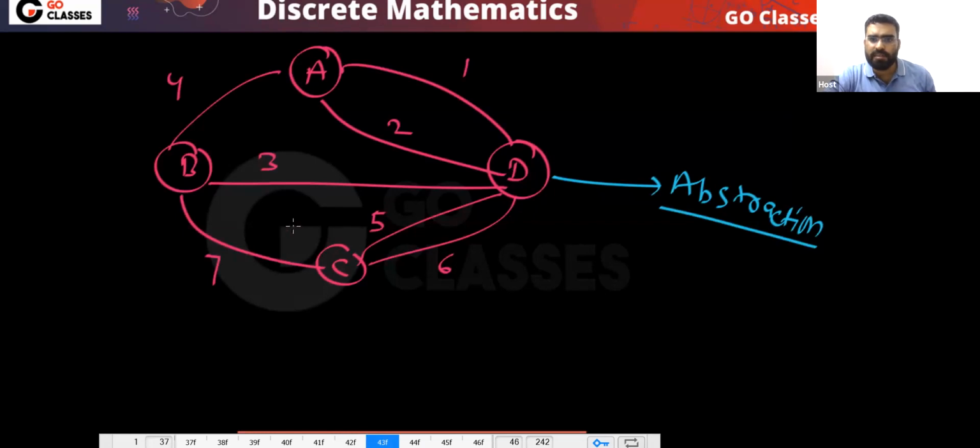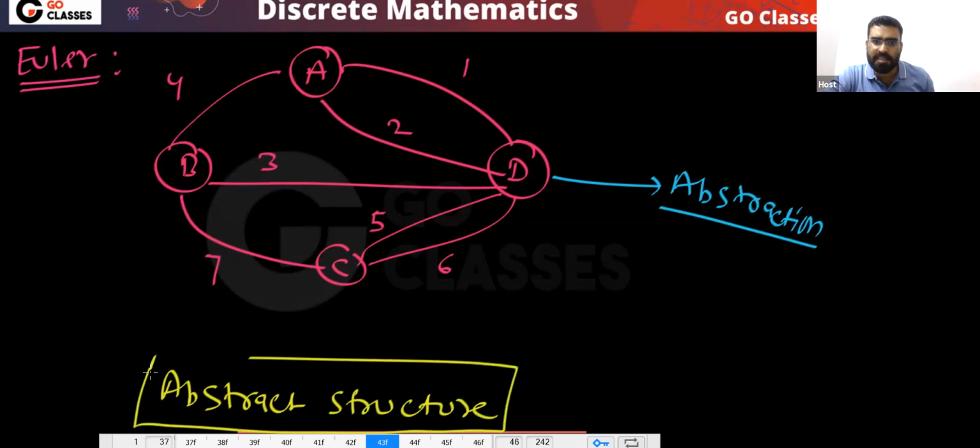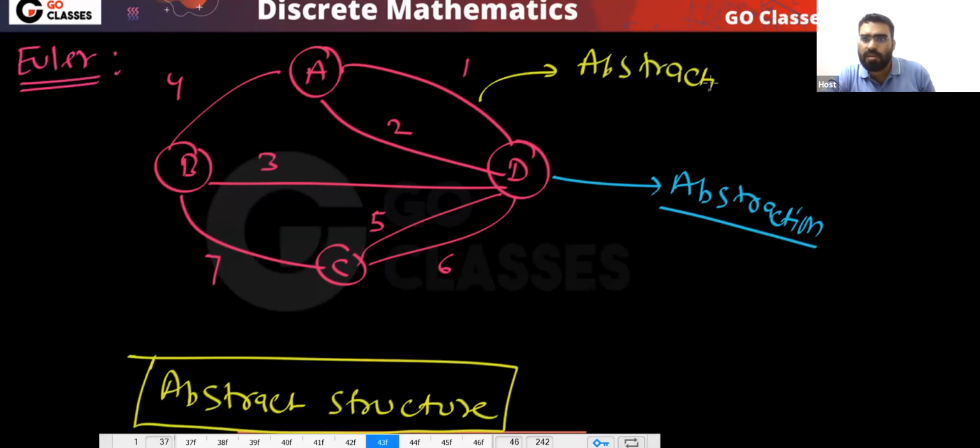So this is what Euler did. Euler created an abstract picture, an abstract structure on his paper. In this abstract structure, this is the abstraction of land, and this is the abstraction of bridges. Right? Yes or no? So very simple.